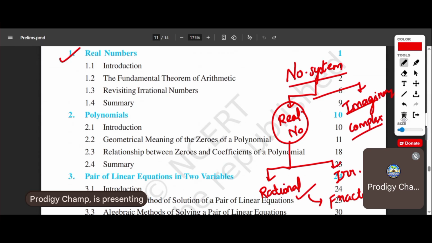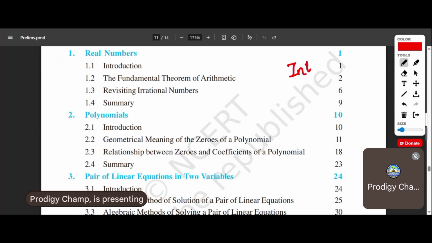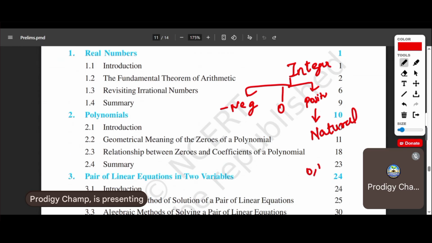And we also know what an integer is. In an integer number line, we have both negative numbers and positive numbers. Got it? The positive numbers, and in the center we have 0. The positive numbers are natural numbers, and 0, 1, 2, 3 are whole numbers. So all these things we know.